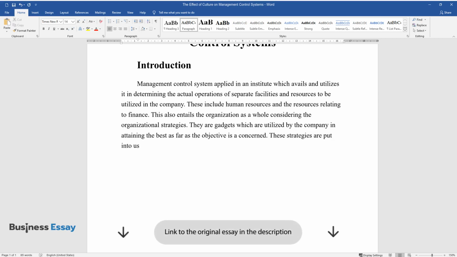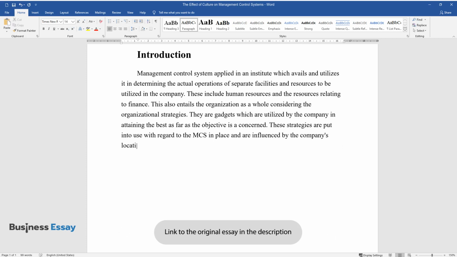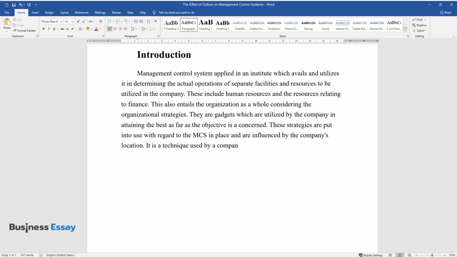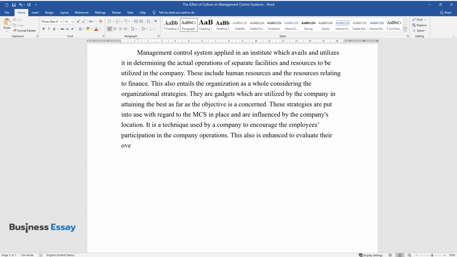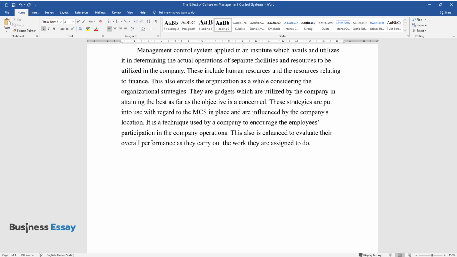These strategies are put into use with regard to the MCS in place and are influenced by the company's location. It is a technique used by a company to encourage the employees' participation in the company operations. This also is enhanced to evaluate their overall performance as they carry out the work they are assigned to do.